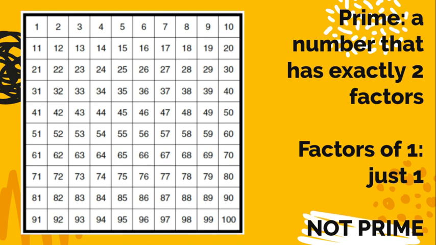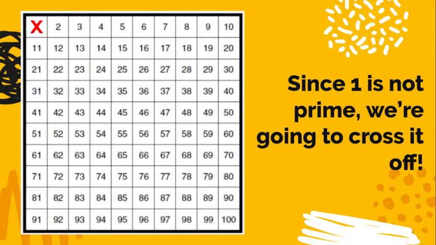Remembering that a prime number is a number that has just exactly two factors. So there's only one fact that equals 1. It's 1 times 1. So that means 1 only has one factor. So it is not prime. It's actually not composite either, but it's not prime, and that's what we care about today. So you're going to pick a color. I chose red, and you're going to cross off the number 1 because it is not prime.